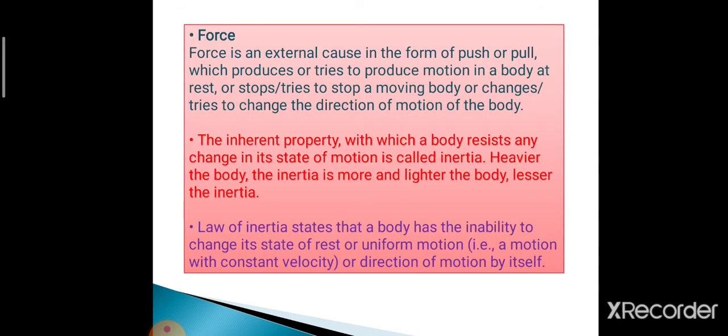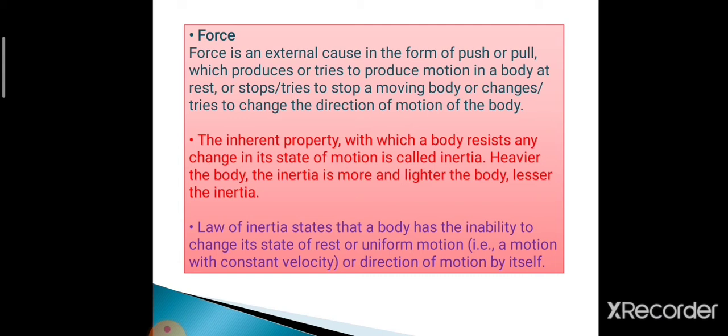We have discussed that force is an external cause in the form of a push or a pull which produces or tries to produce motion in a body at rest, or tries to stop a moving body, or tries to change the direction of motion of the body. In short, we can say force is that which changes the present state of an object.